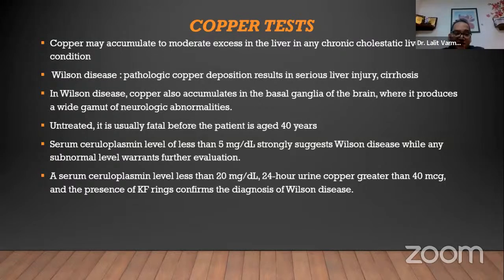That does not mean they have Wilson's, but Wilson's disease definitely has pathologic copper deposition resulting in serious liver injury, including cirrhosis. In Wilson's, so I was seeing a patient of Dr. Rajesh Udani with a problem in the basal ganglia of the brain. This girl is 14 now, but she started having this wide gamut of neurological abnormalities.